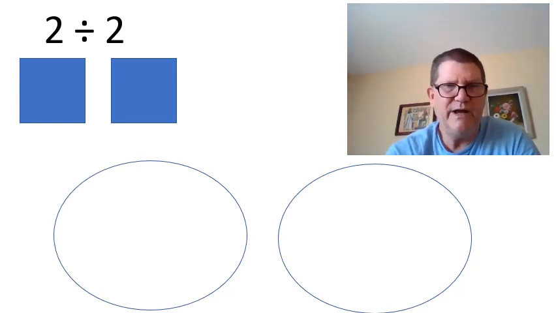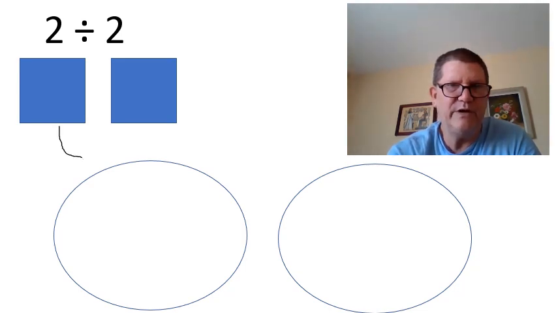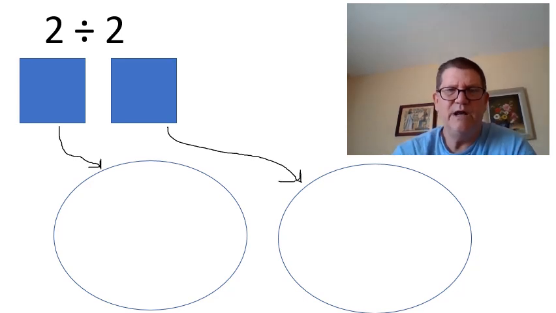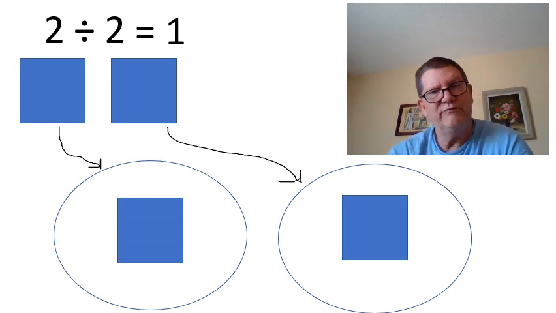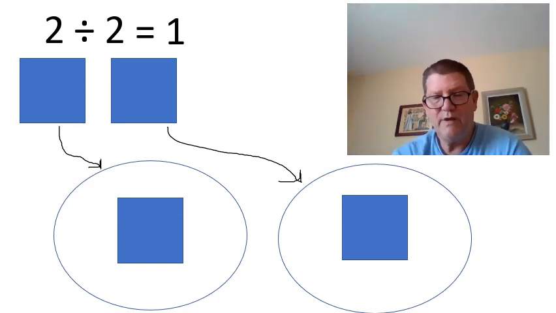Well, as you can see, if I have 2 blocks and I'm going to put them into 2 separate spots, I can put 1 in each. So 2 divided by 2 is obviously 1. All right.